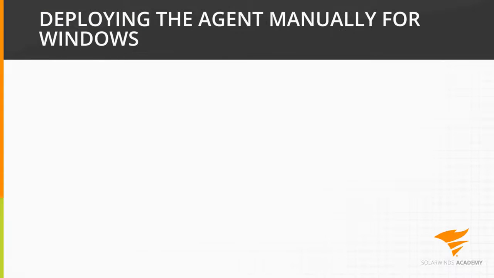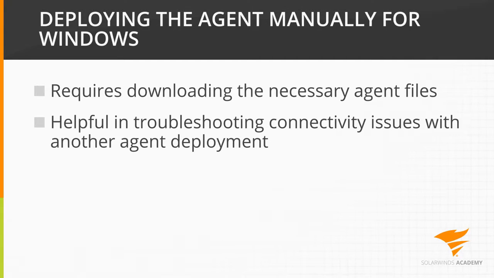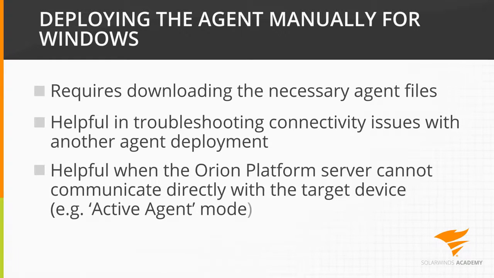Deploying the agent manually for Windows. This method of deployment requires the downloading of the necessary Orion platform agent files. Selecting this method may be helpful in troubleshooting connectivity issues with another form of agent deployment. This method is also helpful when the server the Orion platform is installed on cannot communicate directly with the endpoint where the agent will be installed, such as in the case of active agent mode.